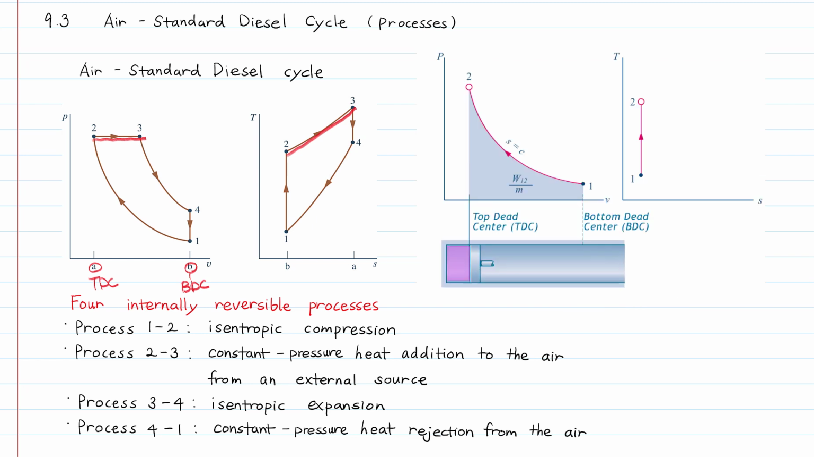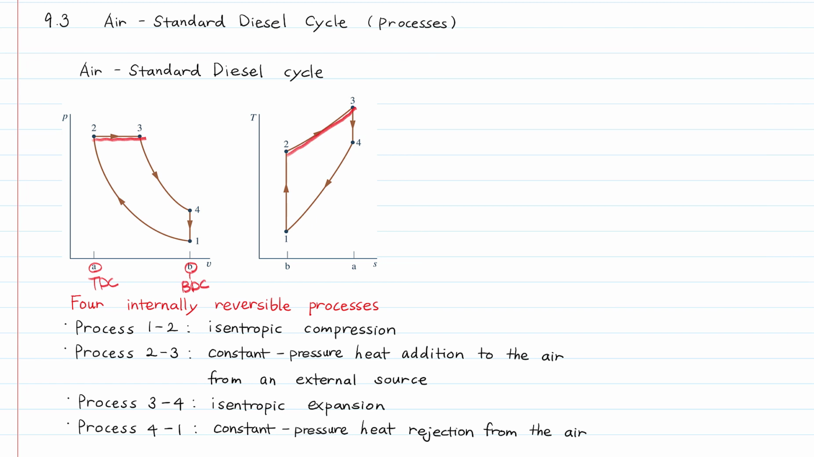Process 2-3. At state 2, combustion takes place. The combustion process in the actual engine is approximated as a constant pressure heat addition process. The process is a part of the power stroke. The air expands and does the work. See the horizontal line on the PV diagram. The temperature and specific volume increase during this process. The combustion process is replaced by the heat addition to air from an external source.